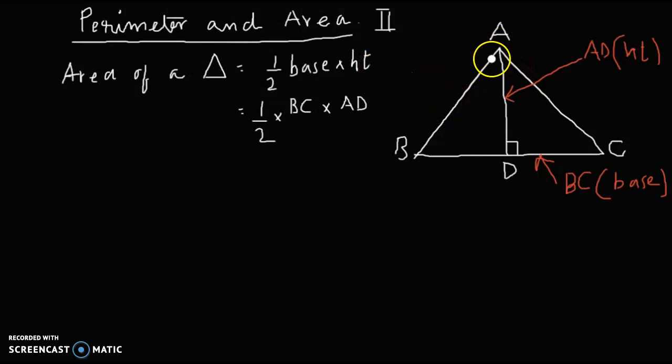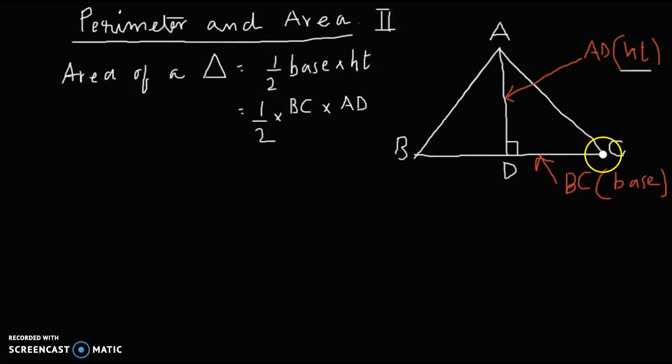Let's take this example of triangle ABC, and this perpendicular AD on BC, where BC is the base on which this perpendicular is made. This perpendicular is called AD, and it is also called height or altitude. You may be given the word altitude.